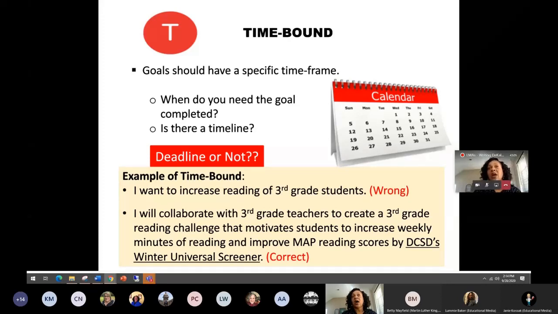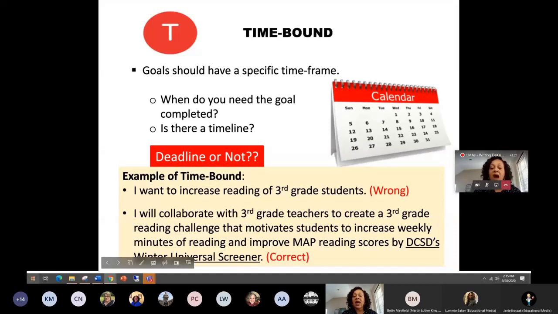And with this year, everything is a little bit off. So this is just an example, because normally MAP testing would have started in August. And as you can see, we are just now beginning MAP testing, which is about 5 weeks later than when we normally begin MAP. So the winter screener should be either in January or February, and then we will do another screener at the end of the year in May. So if you choose not to use the winter universal screener, you could have also included the end of the year or the May universal screener.